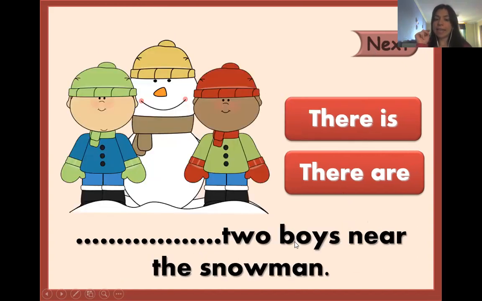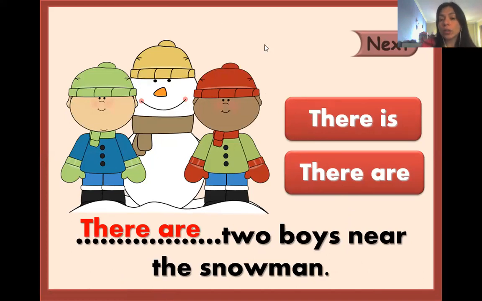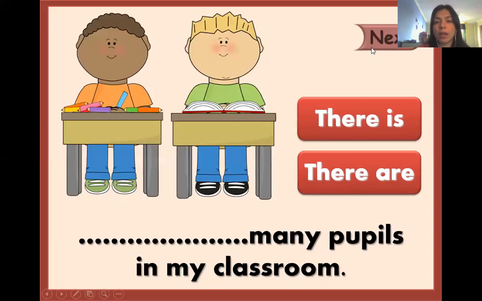2 boys near the snowman. 2 boys. There is or there are? There are. Good. There are 2 boys near the snowman. Hay 2 niños, 2 chicos cerca junto al muñeco de nieve, ¿no? Many pupils in my classroom. Many. There are many. There are. Good. There are many pupils in my classroom. Hay muchos pupilos en mi clase. There are many pupils.